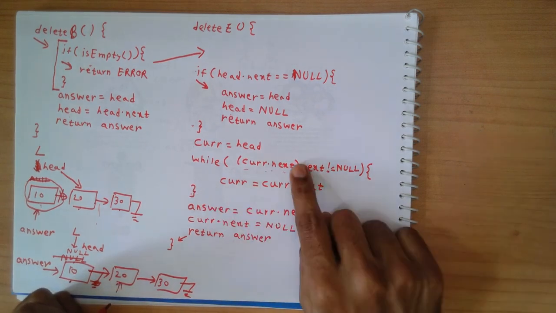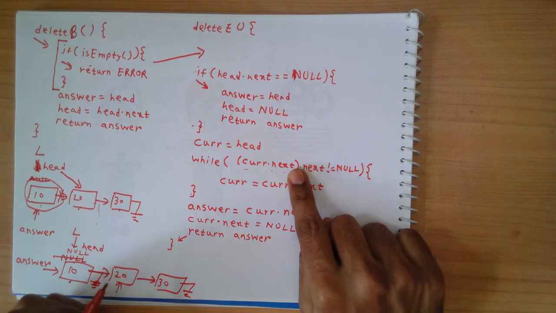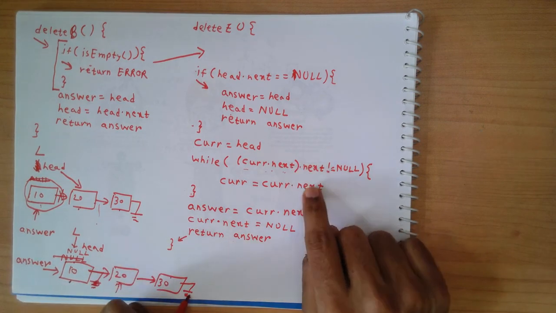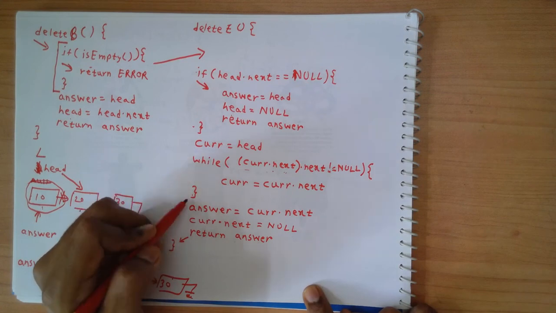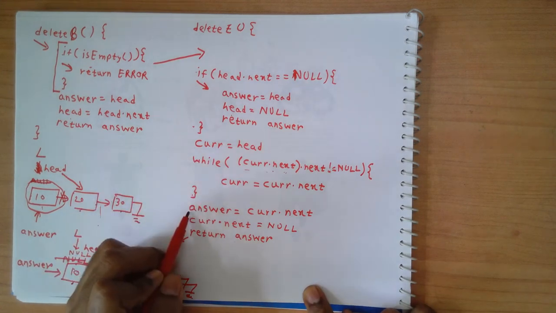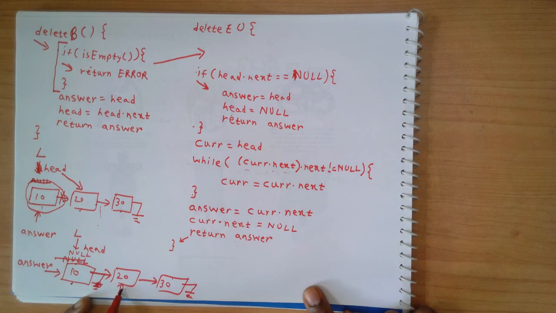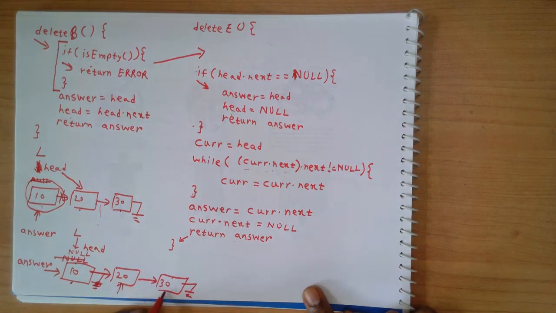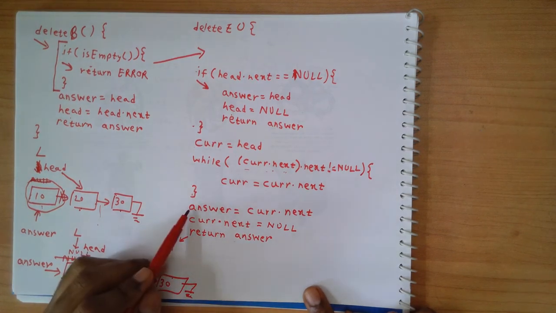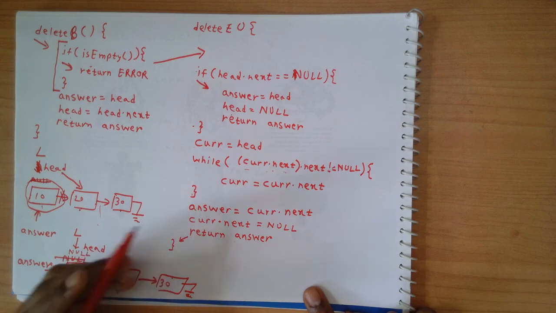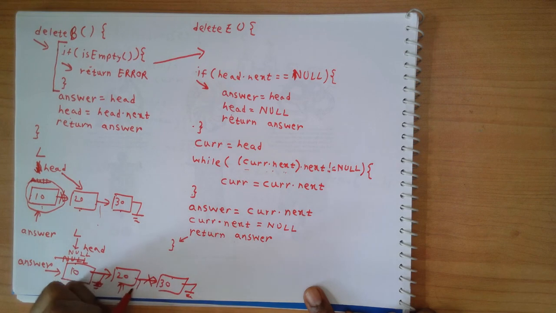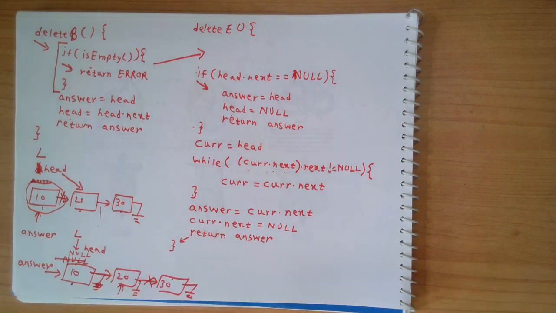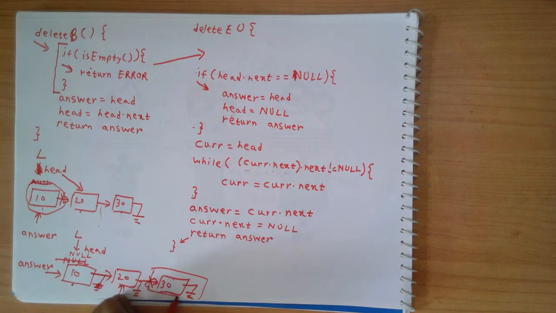Okay, and I come back and ask this question again. Current.next, but now it is null. So this not-equal-to condition is not satisfied, and I will break out of this particular loop. And now I will say that my answer is current.next. My current was 20, so current.next is 30. So the address of this node would be stored in my answer. And now current.next would be null. So 20's next, instead of pointing to 30, will now be a null pointer. And effectively 30 is now removed from the list.